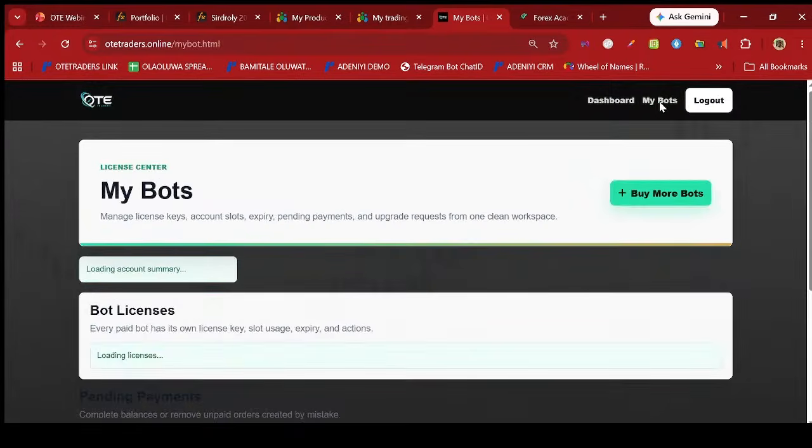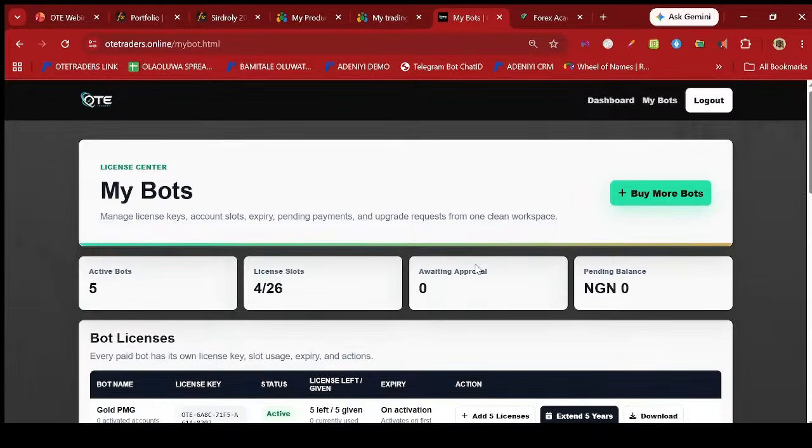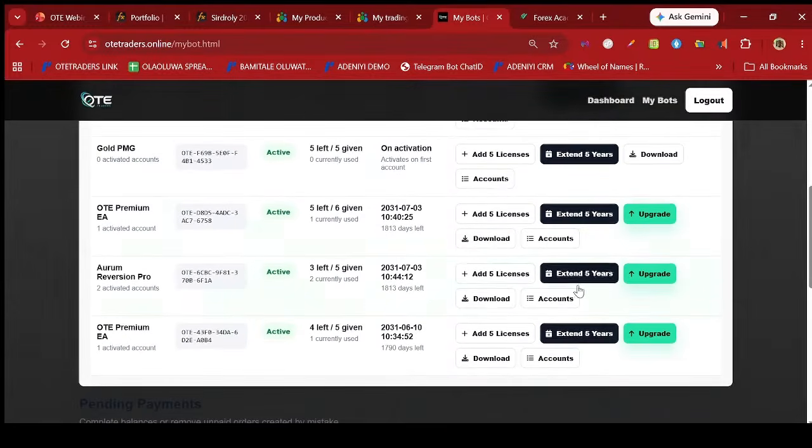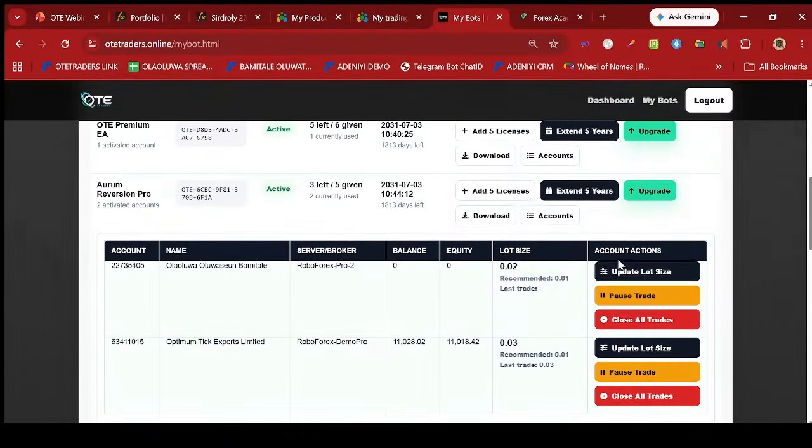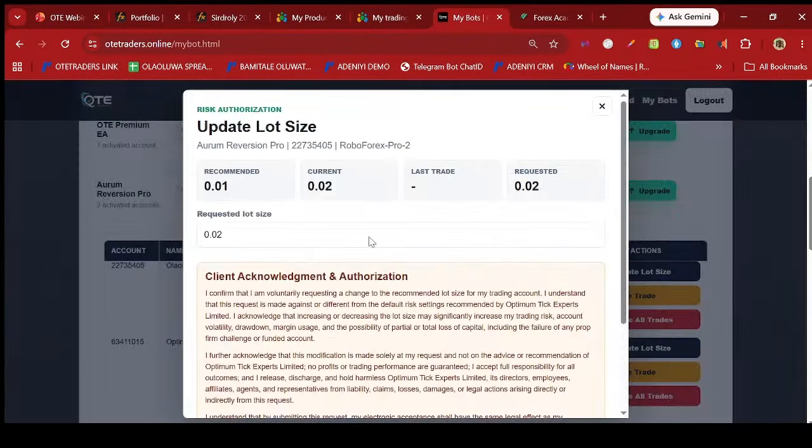So let me show you on this particular platform, you can pause your trading. That's what I want to show you. Instead of going to the VPS, maybe you want to increase your lot size. You don't need to reach out to us. You can just click update my lot size. Maybe you are doing 0.02, and you want to increase your lot size to 0.03.